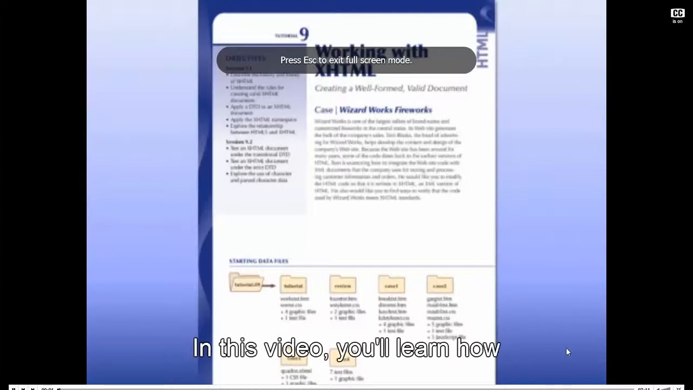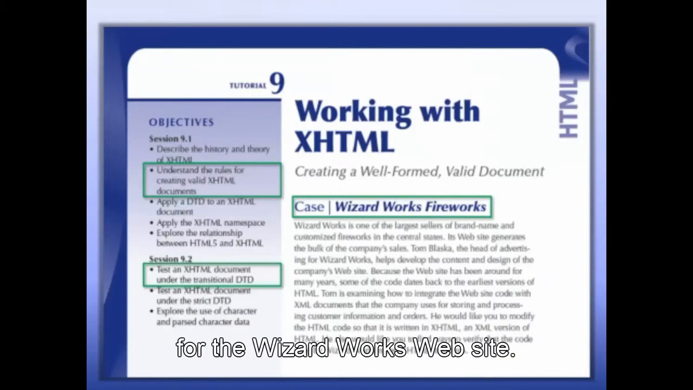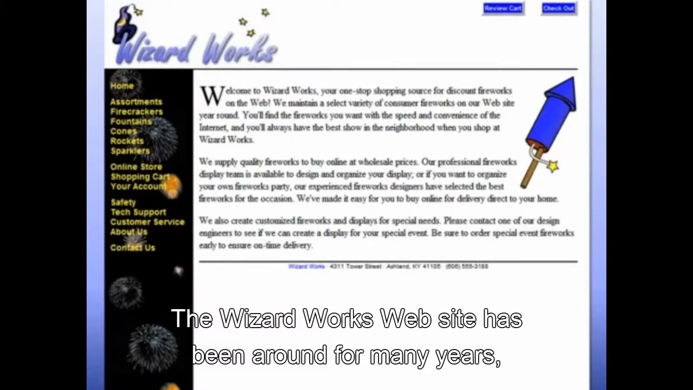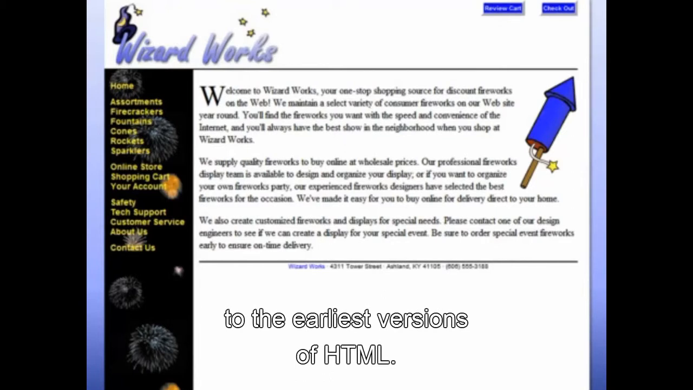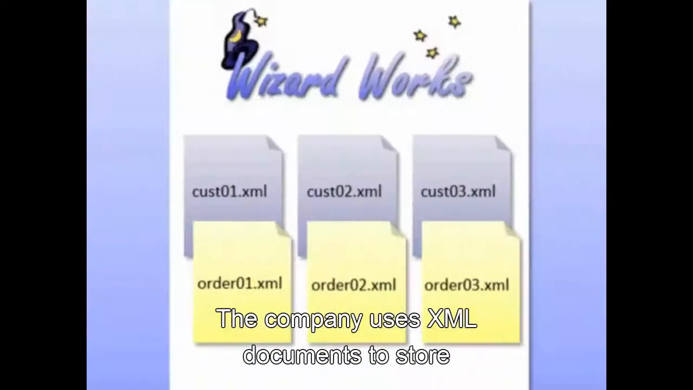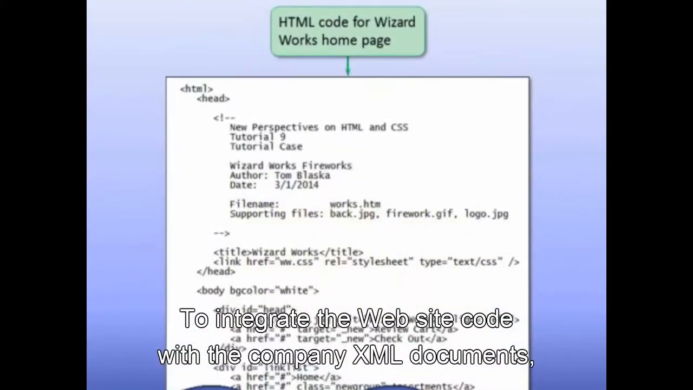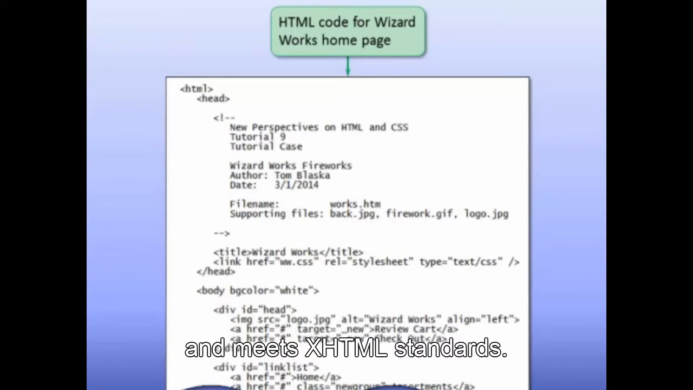In this video, you'll learn how to create a well-formed XHTML document for the WizardWorks website. The WizardWorks website has been around for many years, and some of its code dates back to the earliest versions of HTML. The company uses XML documents to store and process customer information and orders. To integrate the website code with the company XML documents, you can modify the HTML code so it is written in XHTML and meets XHTML standards.